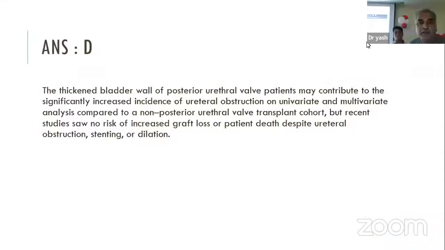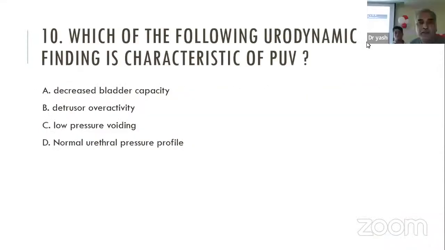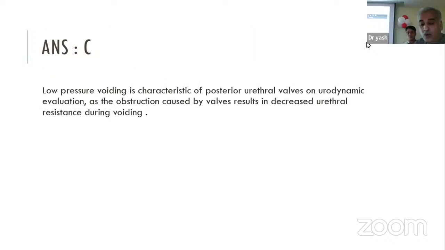So here we are. Which of the following urodynamic findings is characteristic of posterior valve? Decreased bladder capacity, detrusor overactivity, low pressure void, urethral pressure. Low pressure void? Which of the urodynamic findings is characteristic? No, I don't think so. C is low pressure void. Initially, it has to be a high pressure voiding. Still, I am very doubtful of this. Low pressure voiding is characteristic of posterior valve urodynamics, as the obstruction caused by valves results in decreased urethral resistance during voiding.